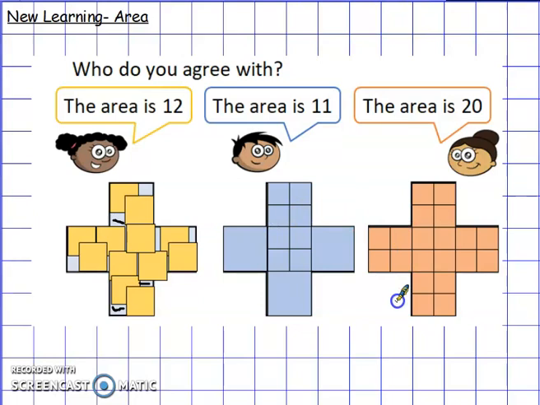Let's have a look at this girl. She says the area is 20. Let's see what's in one square. 1, 2, 3, 4, 5, 6, 7, 8, 9, 10, 11, 12, 13, 14, 15, 16, 17, 18, 19, 20. She's correct because she's used equal squares and her squares fill the shape completely and there are no gaps. So the area of that shape is 20.